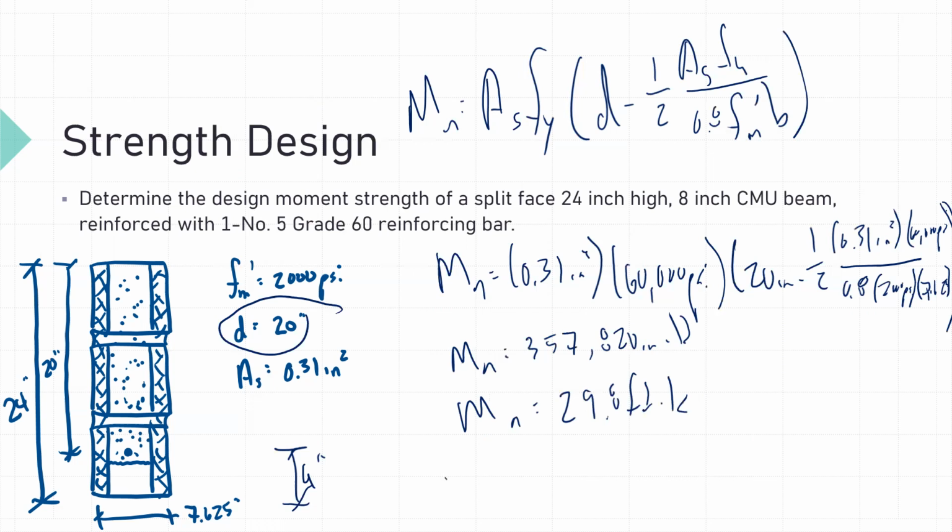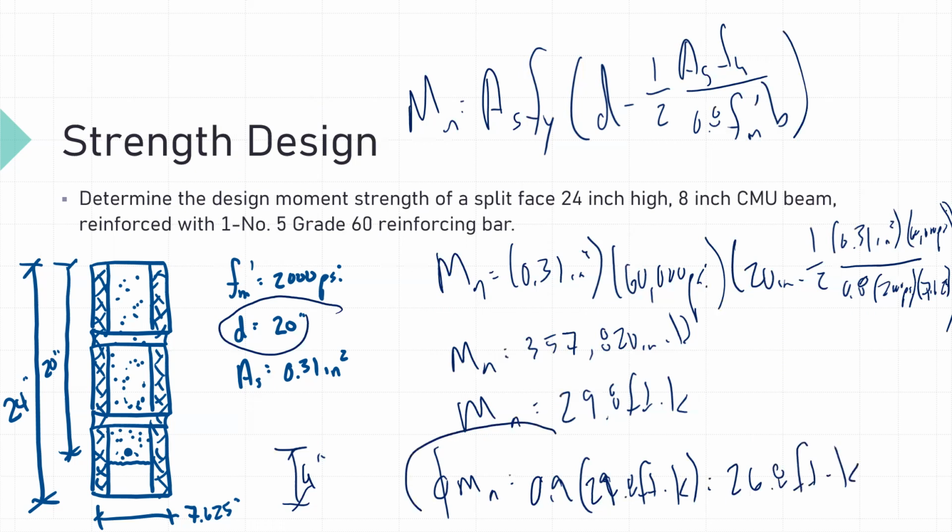And our phi times our Mn, so our phi for reinforced masonry in flexure is 0.90. So if we take 0.90 times 29.8 foot kips, that comes out equal to 26.8 foot kips. So our factored moment capacity would be 26.8 foot kips. So that would be our design moment strength. Our nominal moment strength is 29.8 foot kips.